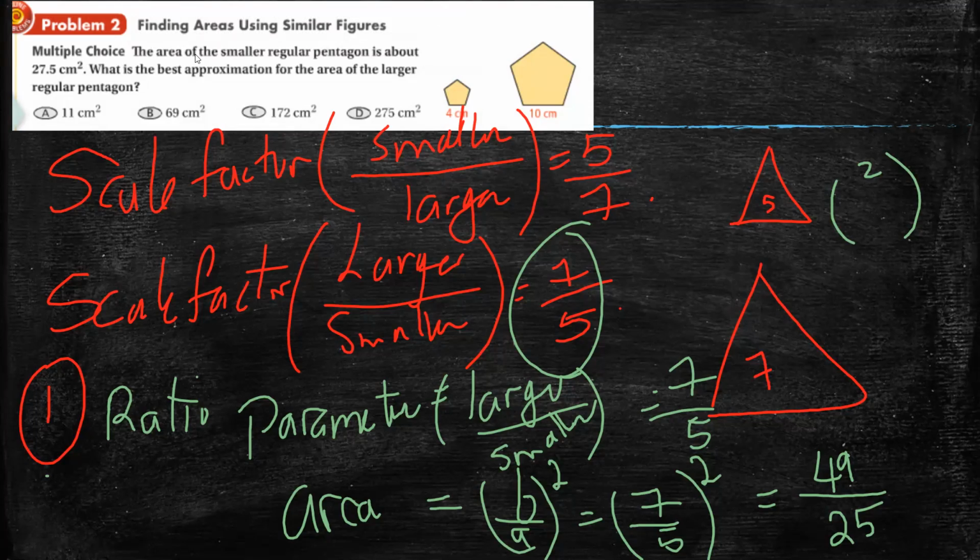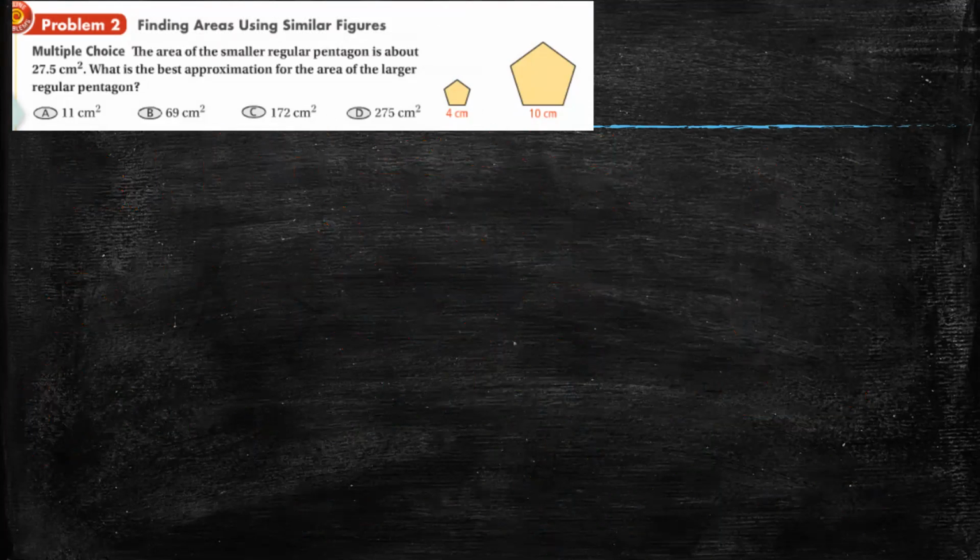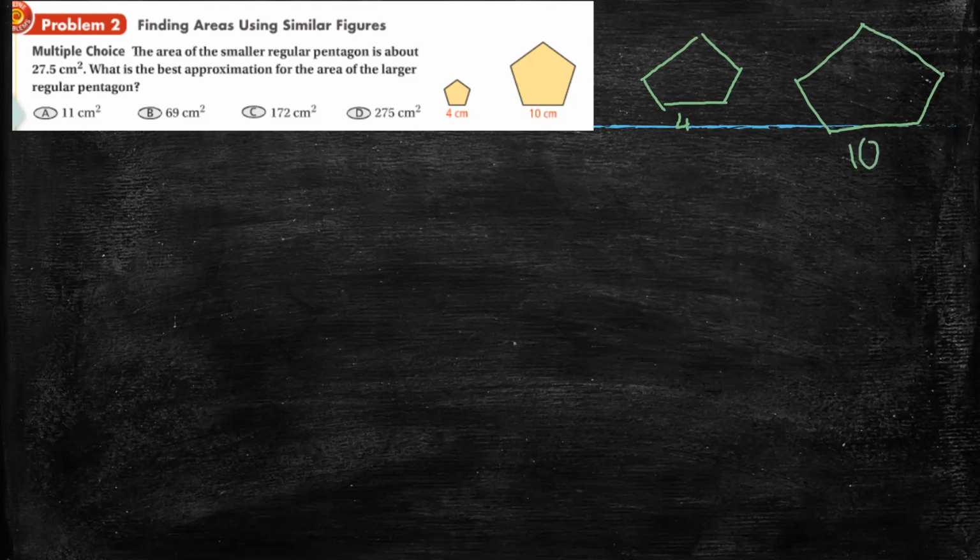In this problem, as you see, there are two pentagons. The first one, the smallest one, has a base of 4. And the second one has a base of 10. And he told me that the area of the smaller one is 27.5. What is the area of the second one?